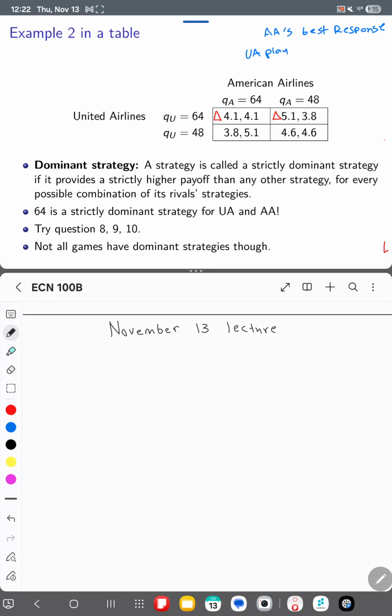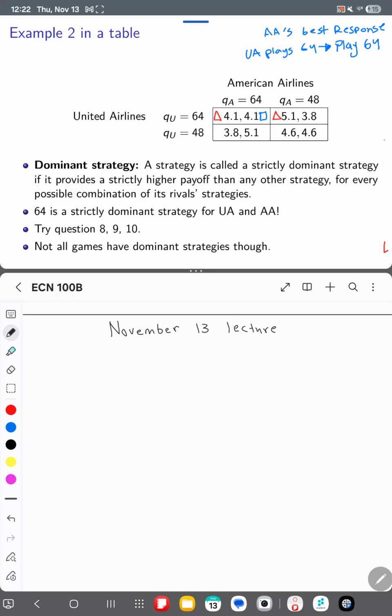Go ahead. Tell us what numbers you compared. I compared 4.1 and 3.8. So you would compare this 4.1 to this 3.8. These are the two things that you can do as American Airlines against 64. 4.1 is the better thing to do than 3.8. So the best response is to play 64. And this means that I'm going to put this square to denote that this is the best response for you as American Airlines. Very nice.